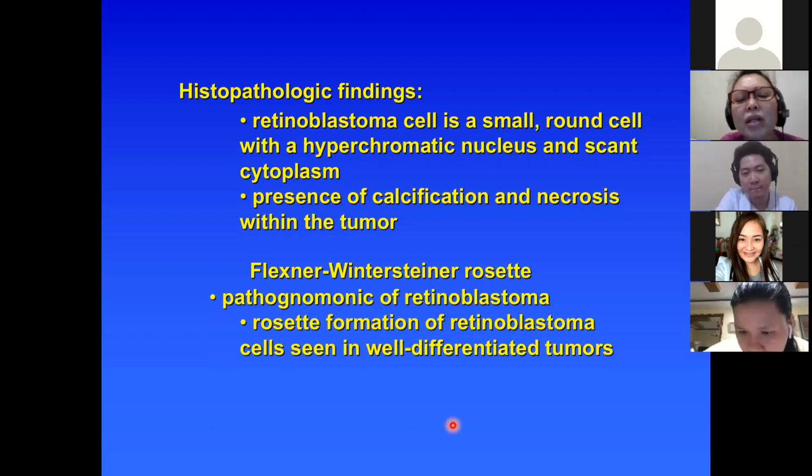Okay. Now, usually, in CT scan, you will see calcification. Yan ang ano sa CT scan ng retinoblastoma. Pag sa histopathologic findings, Flexner-Wintersteiner rosette. The other non-specific histologic findings, your rosette formation, your florets, you have rosettes, but the pathognomonic is your Flexner-Wintersteiner rosette. Okay?